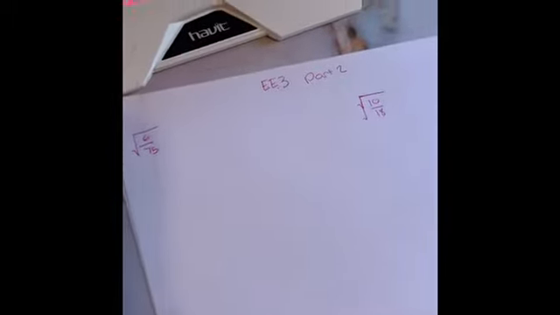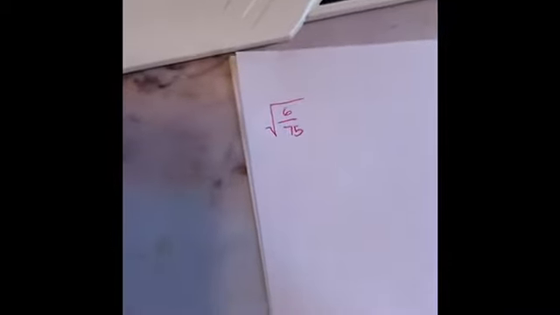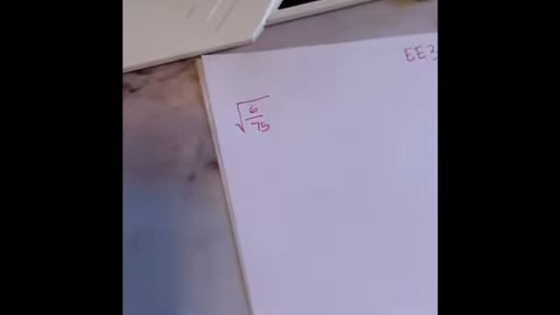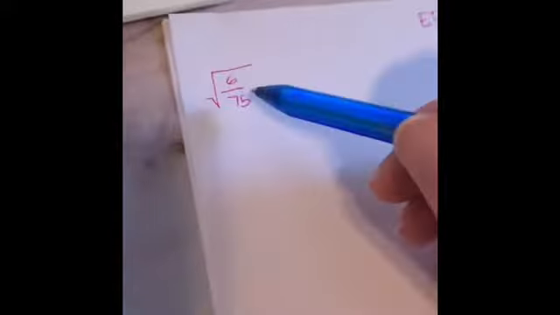Alright, this is IXL EE.3 part 2. I just want to do a couple more examples of the kind where you have the radical on the bottom of the fraction and you need to multiply to get rid of it. So in this problem, we've got square root of 6 over square root of 75.